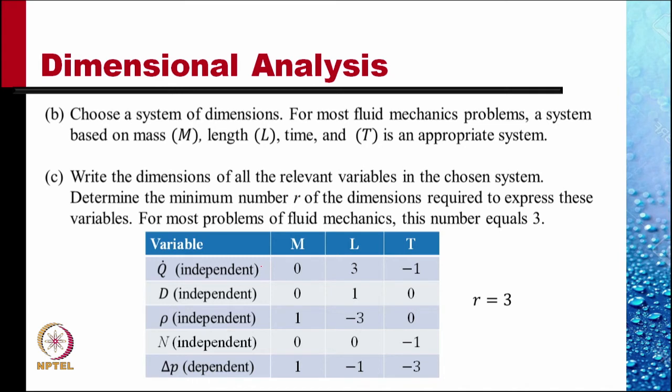So for our variables, of which delta P is dependent and the other 4 are independent, we write the dimensions. For Q dot, the dimensions are L cubed T raised to the power minus 1. For diameter, obviously, it is length. Density is mass into L minus 3. For RPM, it is minus 1 in time. And for delta P, it is M L minus 1 T minus 2.